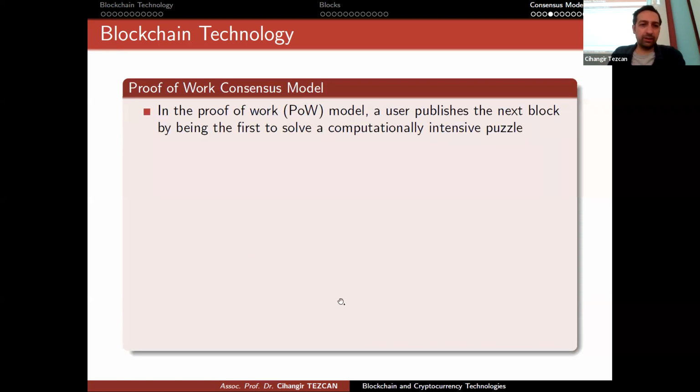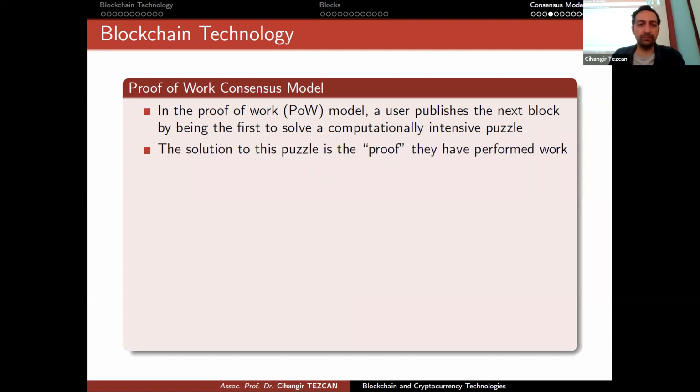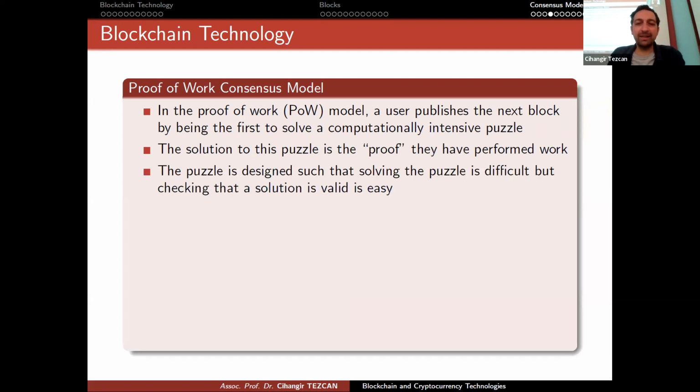So let's look at the proof of work consensus model, shortened as PoW. In this case, a user publishes the next block by being the first to solve a computationally intensive puzzle, most of the time finding a hash value which is less than a target value. The solution to this puzzle is the proof that they have performed the work. The puzzle is designed such that solving the puzzle is difficult, but checking that a solution is valid is very easy. So this is important.